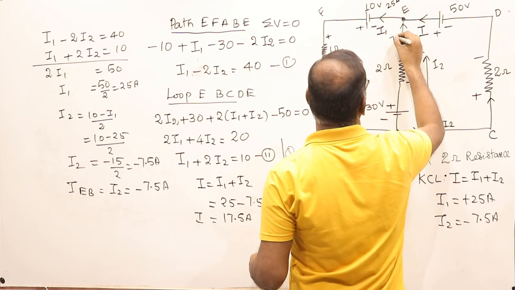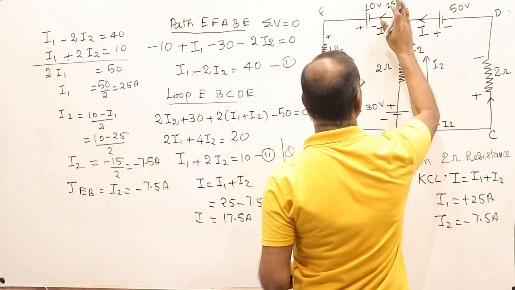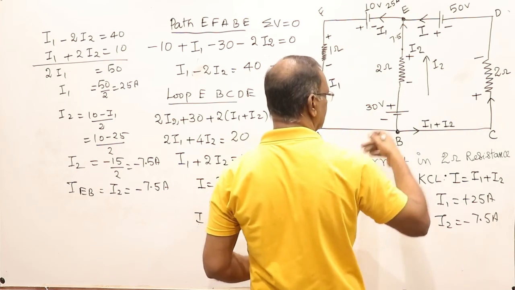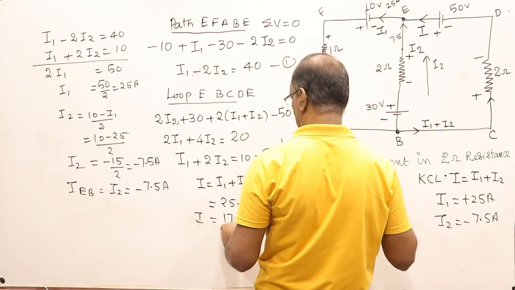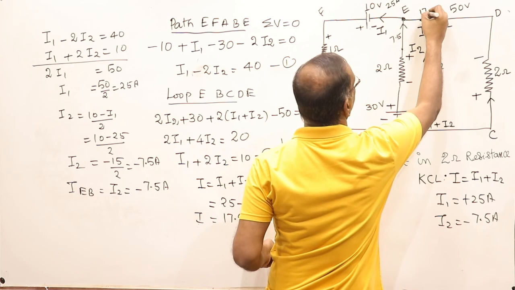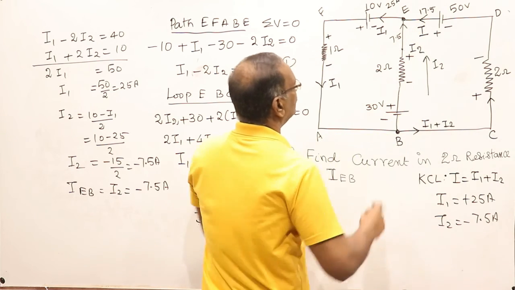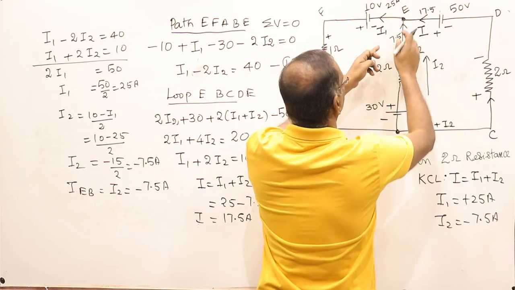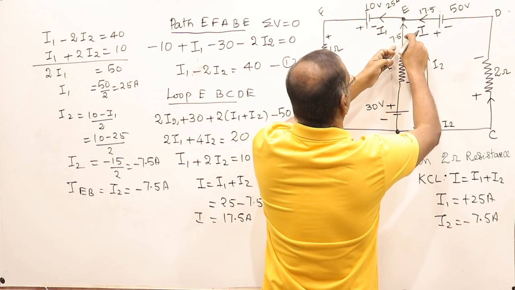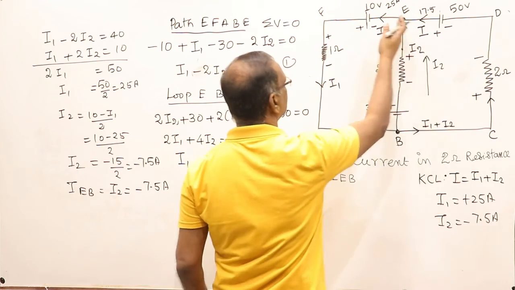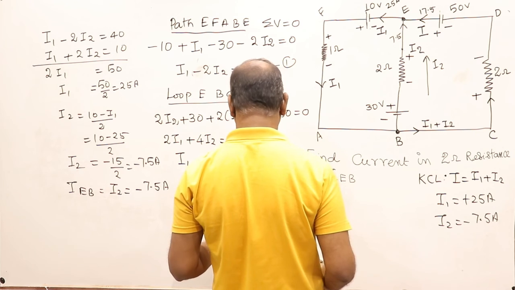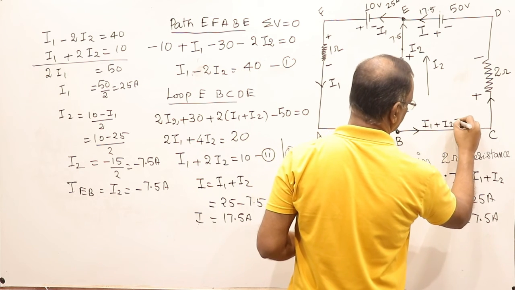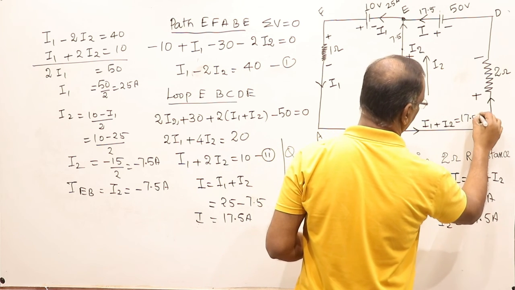This is equal to 7.5 ampere. In this direction it is plus 7.5, in this direction it is minus 7.5. And this is I, I is equal to 17.5. Both added together, 17.5 plus 7.5 is equal to 25 ampere going this way. So I1 plus I2, this current, is equal to 17.5 ampere.